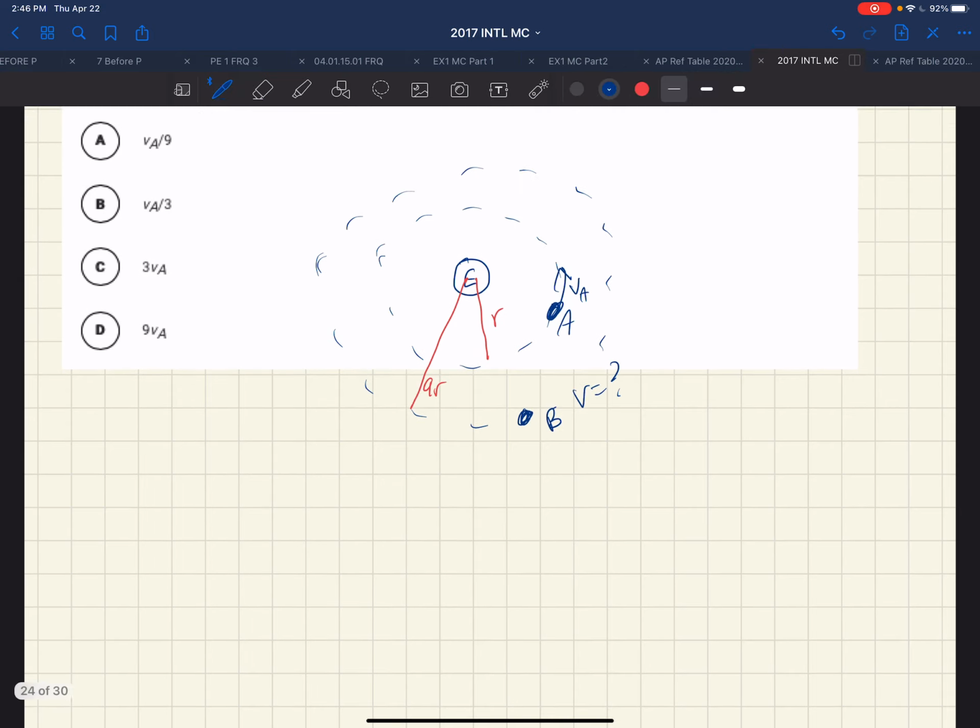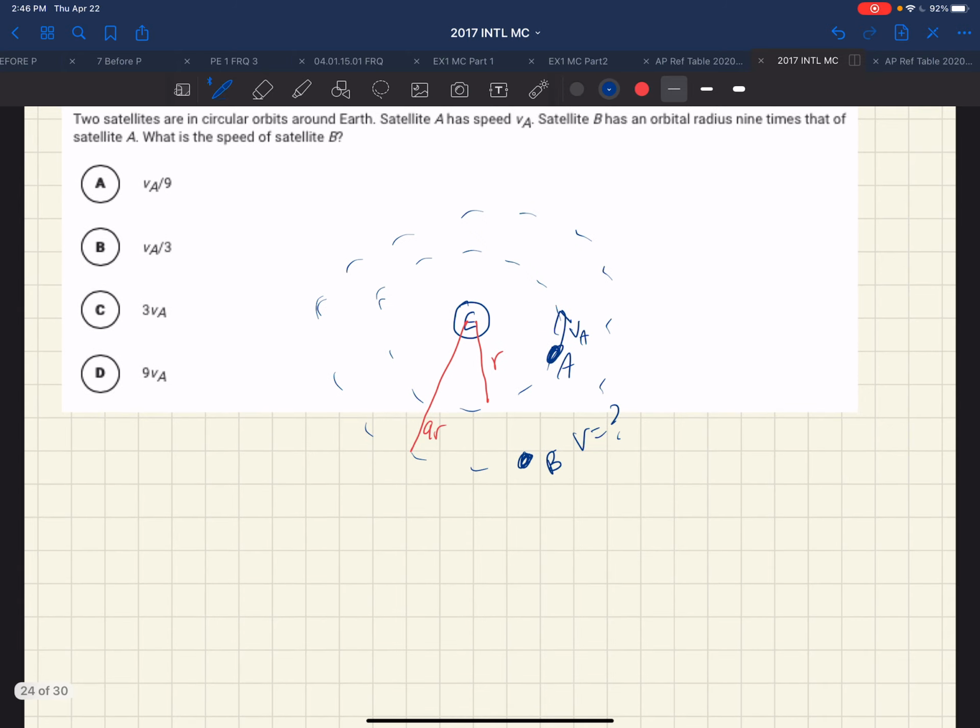Well, we have circles occurring here, and we know that the force in these circular orbits that's causing this is gravity. So we can just apply Newton's second law. The net force is the sum of the forces. And the net force is mv squared over r. And the sum of the forces is big G, big M, little m over r squared.